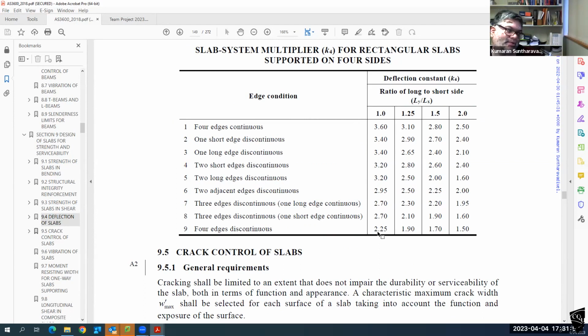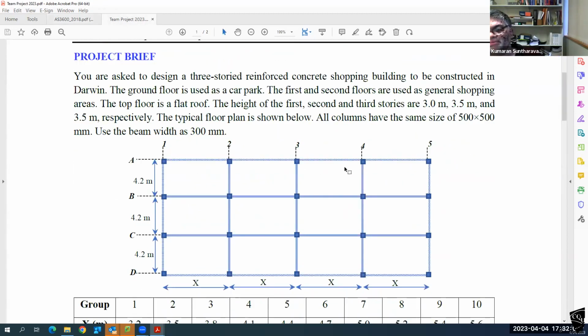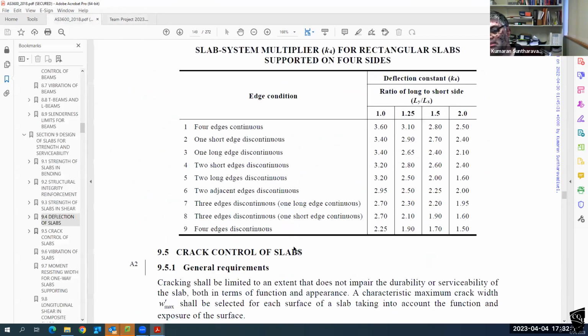4 edges discontinuous, we don't have any cases like that. 3 edges discontinuous, also we don't have anything. If you look at the panels, we don't have any panels with 3 edges discontinuous. So the last 3 are not applicable in our panels.